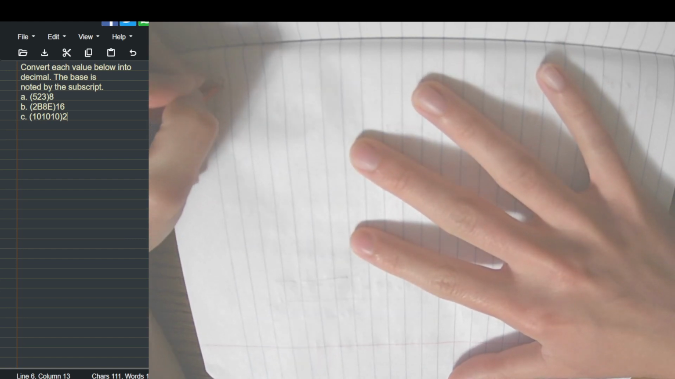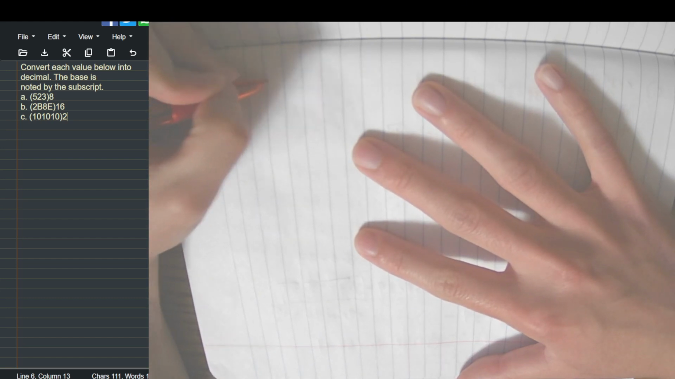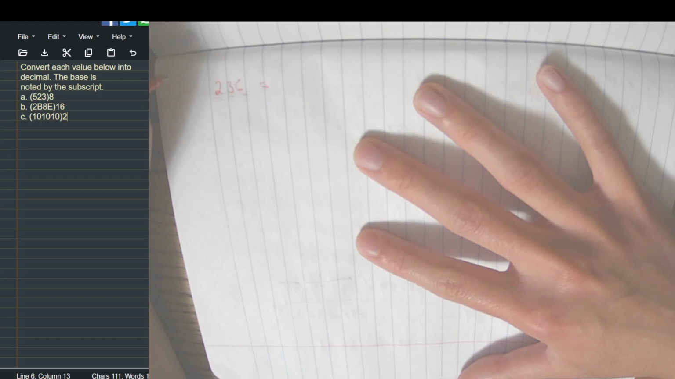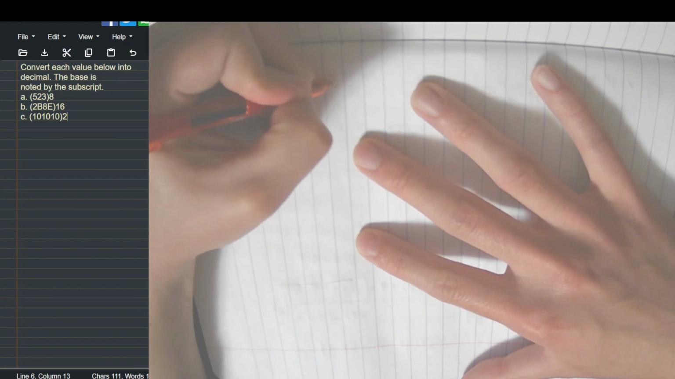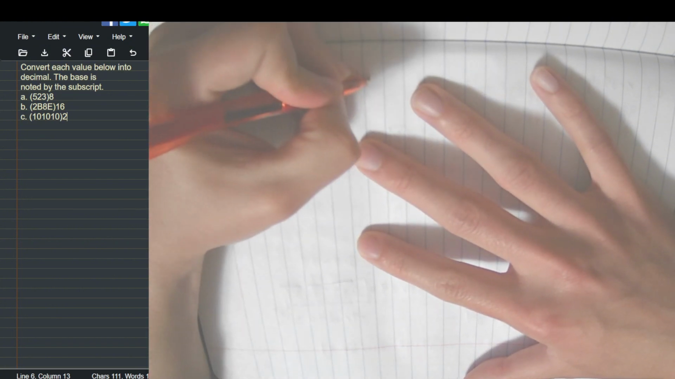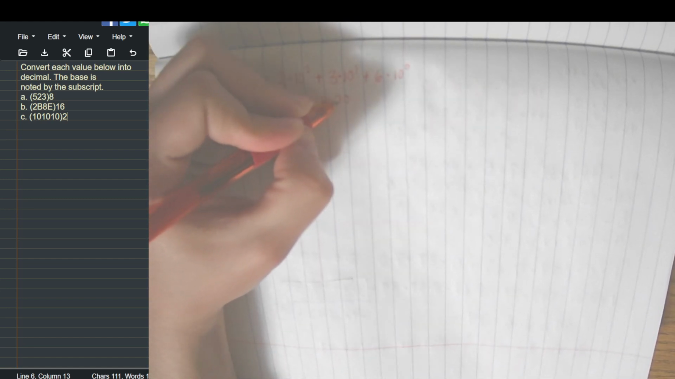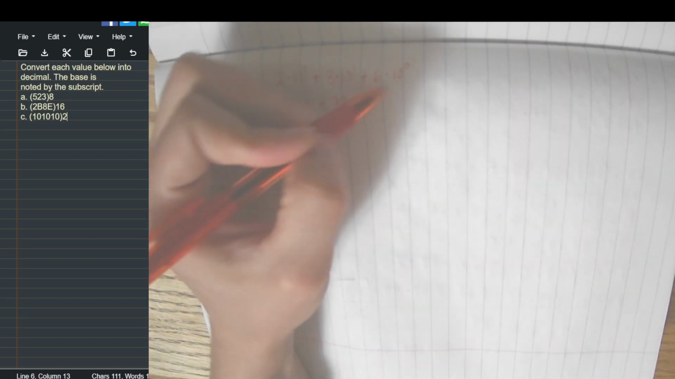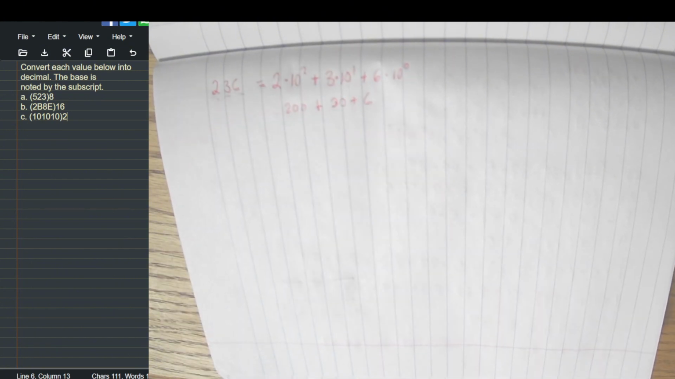I'm going to give you one example. If I do 236, this is in base 10, this is in decimal form. I can rewrite this as the powers of 10 in each of their places. So I can do 2 times 10 squared plus 3 times 10 to the first plus 6 times 10 to the 0 power. 10 squared is 100, 2 times 100 is 200. 3 times 10 is 30. And then 6 times 10 to the 0 is just 6. 200 plus 30 plus 6 is 236.